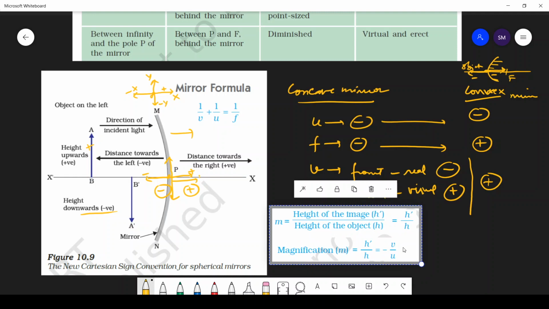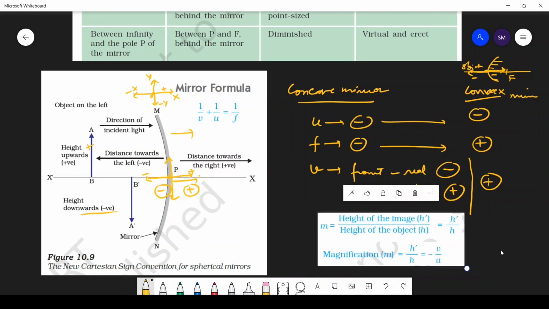These are the formulas for the magnification. It is the height of the image upon the height of the object, where the height of the object is your base. I have told you, if you are moving up, the object will always be positive. So the height of the object will always be positive.